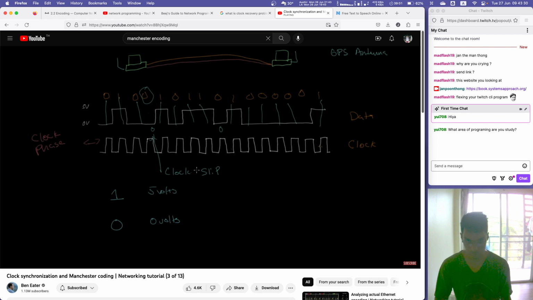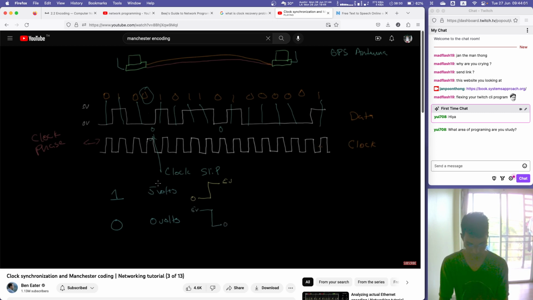So now let's see what happens when we change that. Instead, let's make the symbol for sending a 1 not 5 volts, but a transition from 0 volts to 5 volts. So this is 0 volts, this is 5 volts, and the symbol for a 1 is a transition from 0 to 5. And then the symbol for sending a 0 will be a transition from 5 volts to 0 volts.